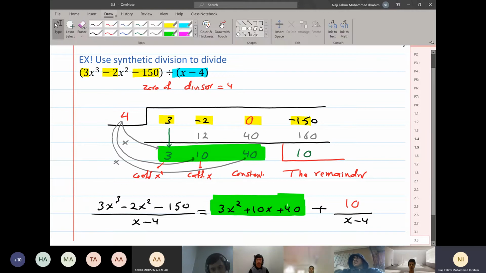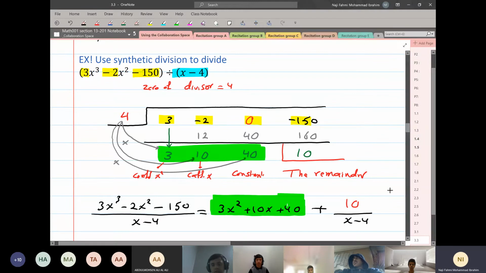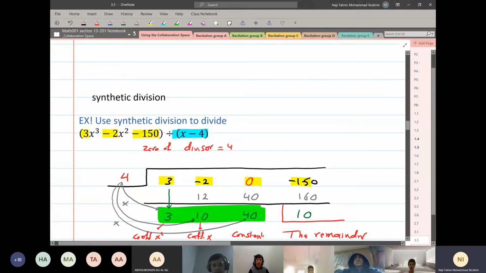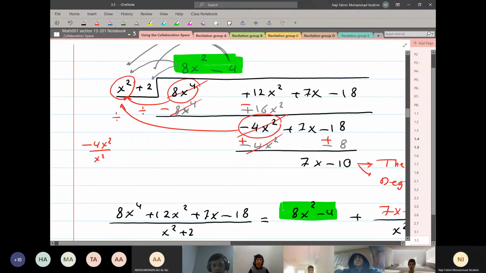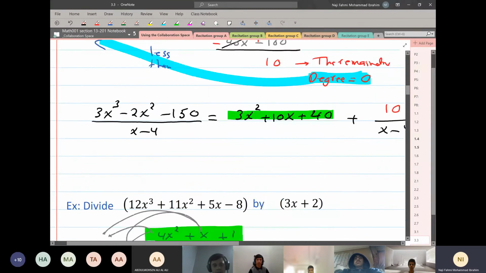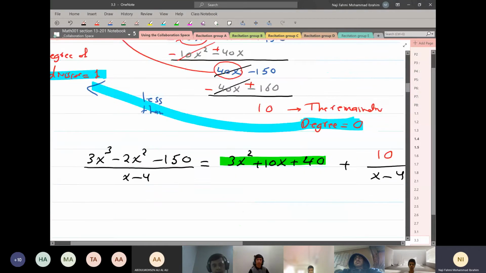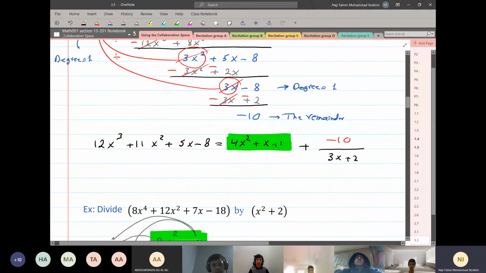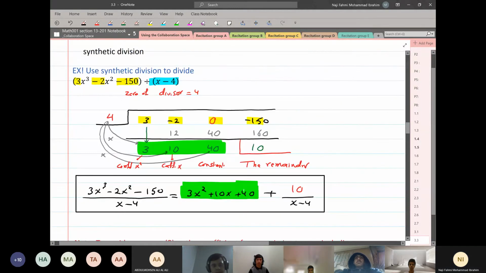Now, this exact example, Shabab, we did it earlier using the long division. Let me show you that one here. We did it here, which was the first example. And if you compare the answers here and there, what's the quotient and what's the remainder? Compare the quotient and remainder in this example with the quotient and remainder in this one. They are the same.